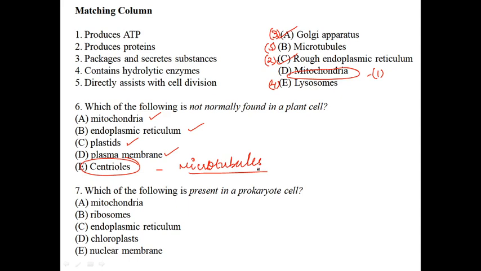Next, which of the following is present in a prokaryotic cell? It's ribosome. As we know, the complete organelles are not present in case of the prokaryotic cell, like mitochondria, endoplasmic reticulum, chloroplast, nuclear membrane, all of them are absent. Ribosomes that synthesize the proteins are present in case of prokaryotic cell.